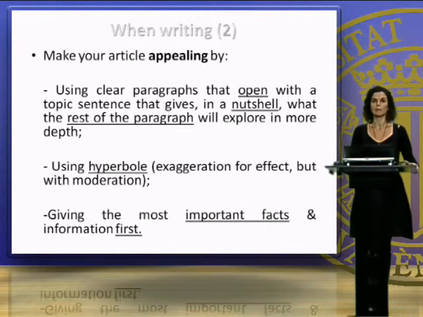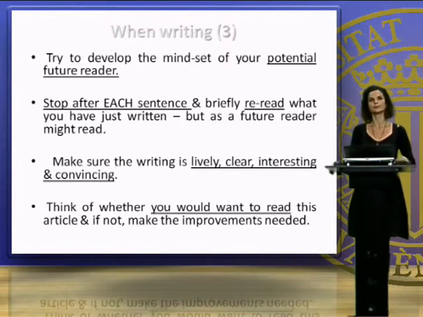Make your article appealing by using clear paragraphs that open with a topic sentence that gives, in a nutshell, what the rest of the paragraph will explore in more depth, and using hyperbole, that is, exaggeration for effect, but remember to use this with moderation. You should also make your article appealing by giving the most important facts and information first, as we already said.